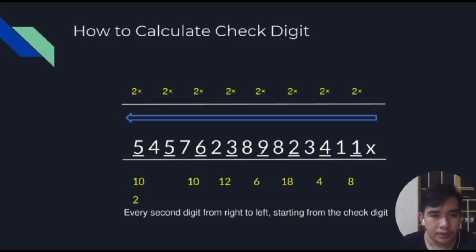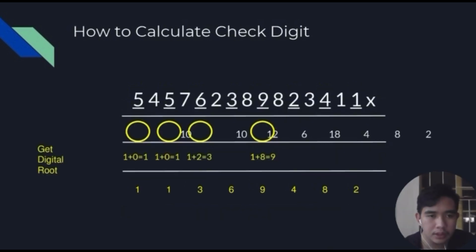So we can see here 2 times 5 equals 10, 2 times 6 equals 12, 2 times 9 equals 18. The yellow numbers in the lower part are the answers of multiplying by 2. So this is the result of multiplying every even position digit. So we could see here the answer of some digits.